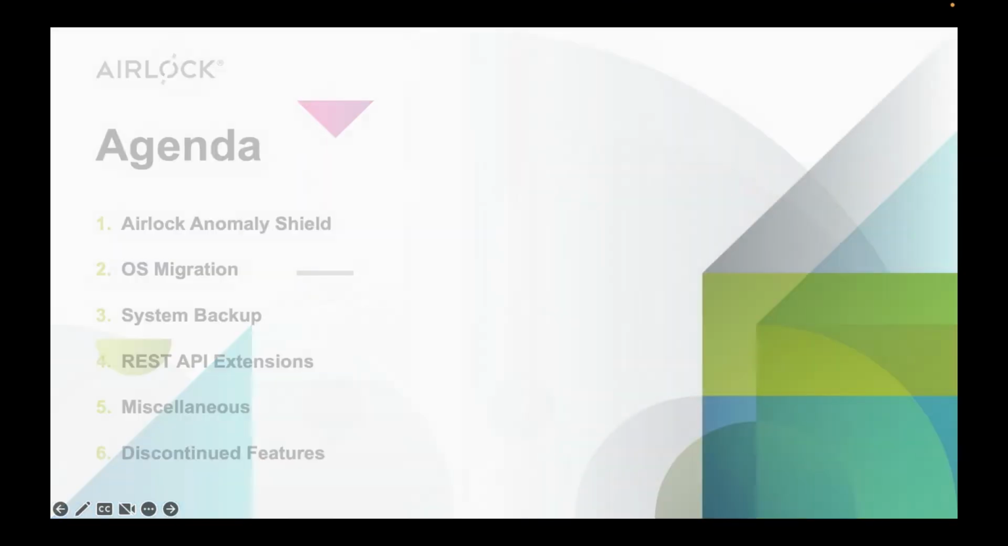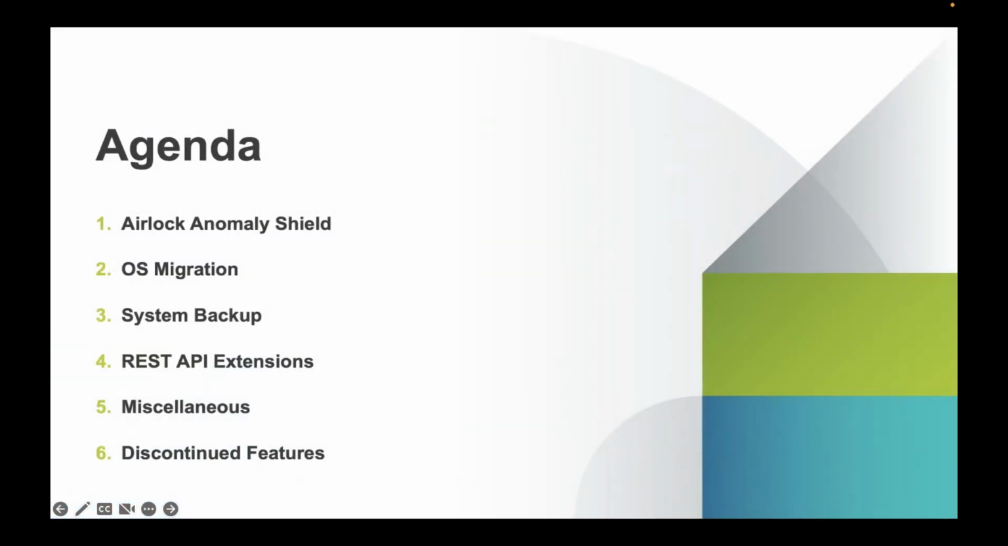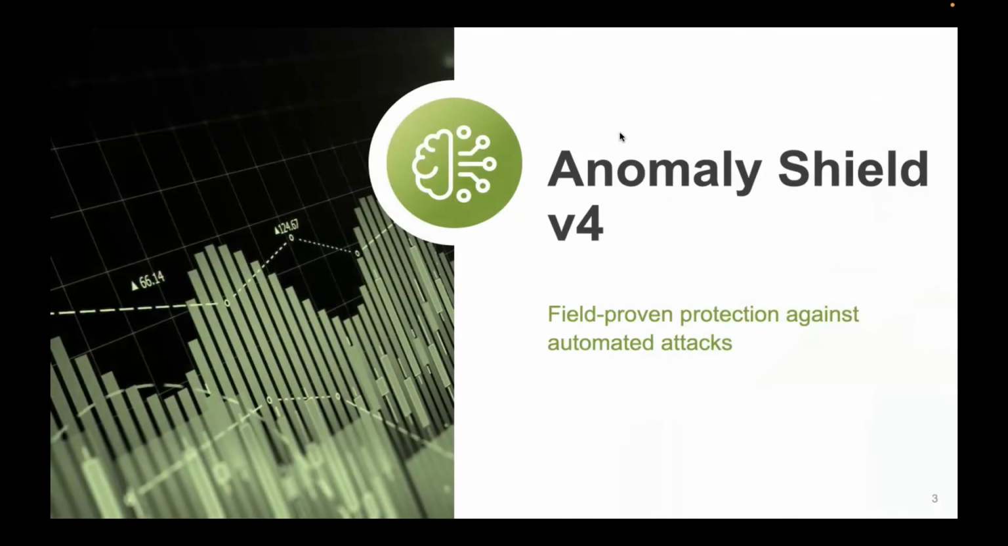So the agenda for today. First, we'll talk about Airlock Anomaly Shield. This part will be presented by Mike. And then I will go through the various aspects of Airlock Gateway 8.0, like OS migration, system backup features, REST API, and some miscellaneous features, and also talk about discontinued features in the end. But the first part will be about extensions of the Anomaly Shield. And with this, I'm already handing over to Mike.